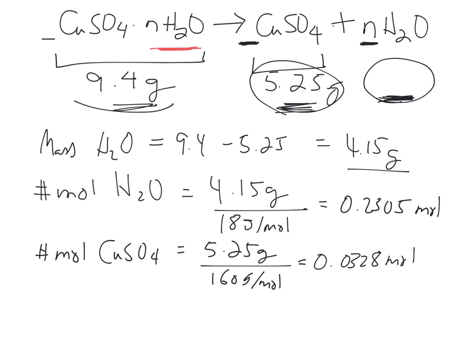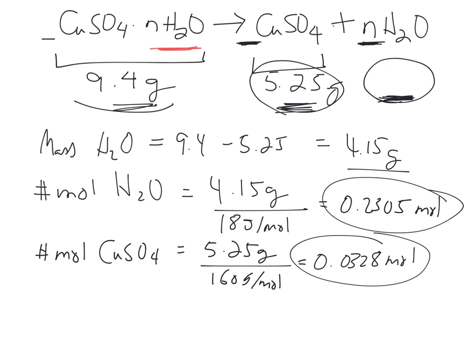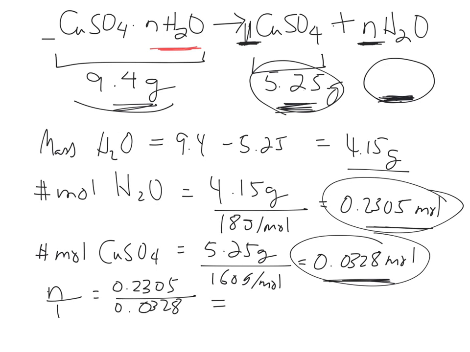And then what you need to do is just remember that the ratio of this number of moles to that number of moles should be the same as the ratio of the two coefficients, right? Because that's the meaning of a mole-mole relationship. So if I just take N over 1, right? 1 is this guy right here, the coefficient of copper sulfate, that should equal 0.2305, which is the number of moles of water we have, over 0.0328, which is the number of moles of copper sulfate we have. And that calculation would give you the number 7. So that tells you that N is equal to 7. Okay?